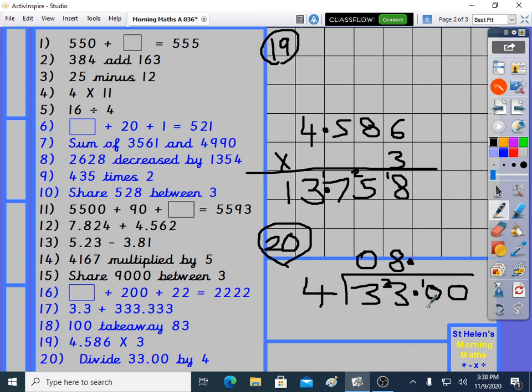How many 4s in 10? 4, 8 is 2. Remainder 2. And now that we have a 20, 4 will fit into 20. 4, 8, 12, 16, 20 is 5. 8.25. Otherwise known as, in this question, 8 remainder 1 or 8 and a quarter. 8.25 is our answer.